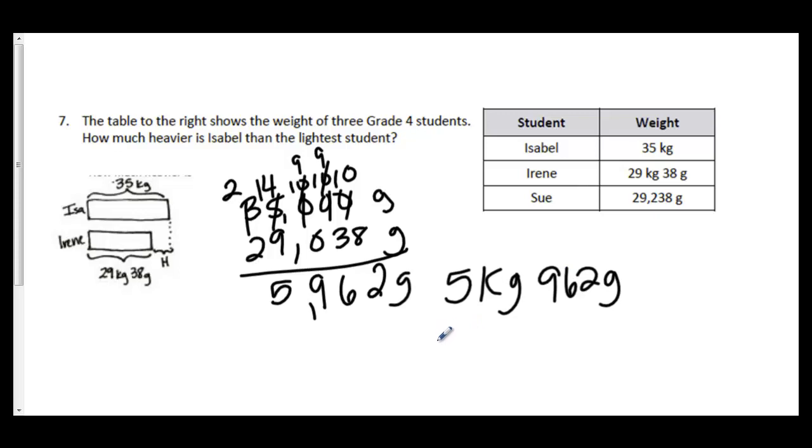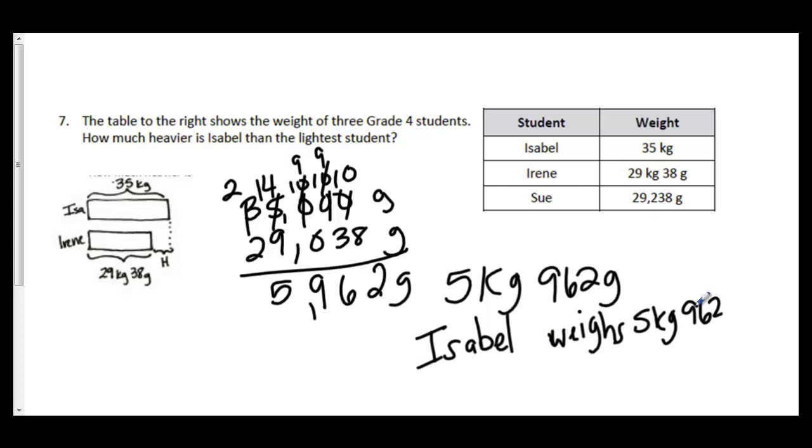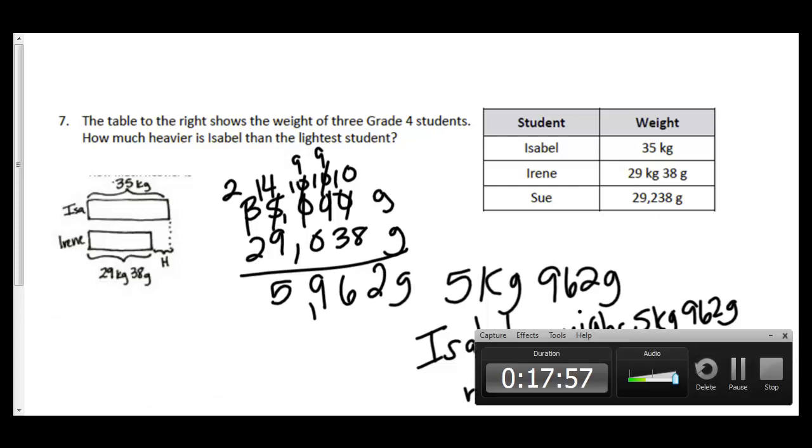So my sentence would be that Isabel weighs 5 kilograms, 962 grams more than Irene. That's not the only way that you could have written that sentence. There are lots of other ways that you could have written it and still made sense. So good luck on your exit slip.